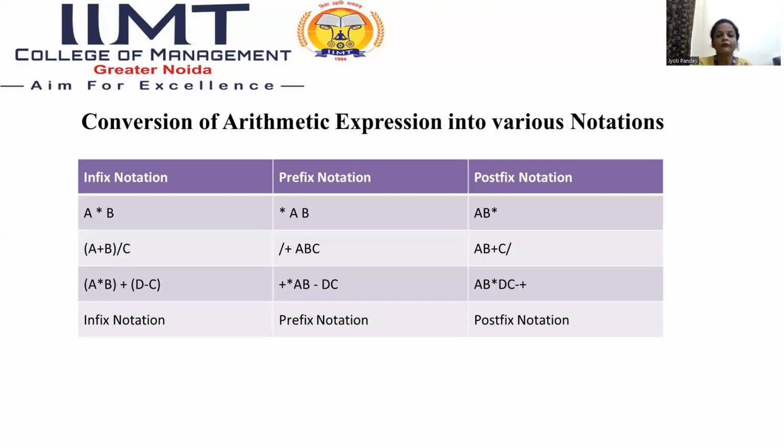How can we convert infix notation to prefix and postfix? As we can see here, the first one is infix notation, A multiplied by B. As I discussed earlier, prefix notation is when the operator is before the operands. So multiply AB. And postfix notation means when the operators are after the operands.